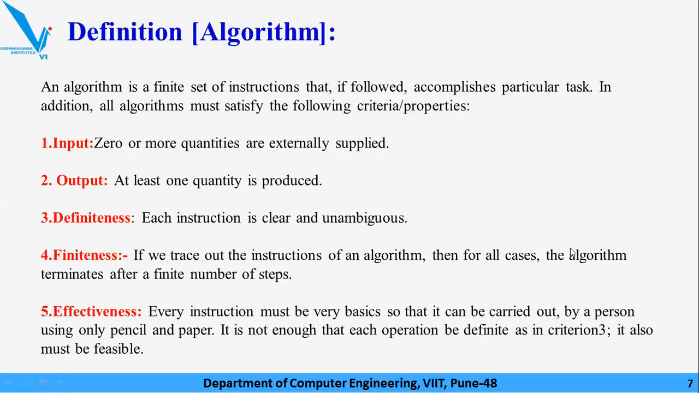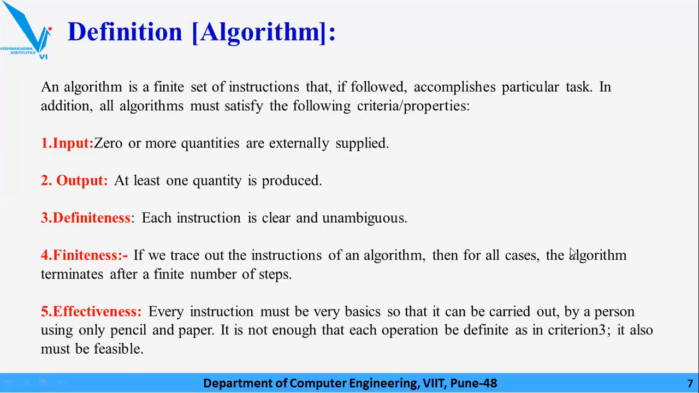And the last one is effectiveness. Every instruction must be very basic so that it can be carried out by a person using only pencil and paper. It is not enough that each operation be definite as in criterion 3; it also must be physically doable. So effectiveness means that whatever you write down, that instruction can be traced with pencil and paper. Before starting programming on a computer, you can trace a simple example of your algorithm using pencil and paper. This is the effectiveness of an algorithm.